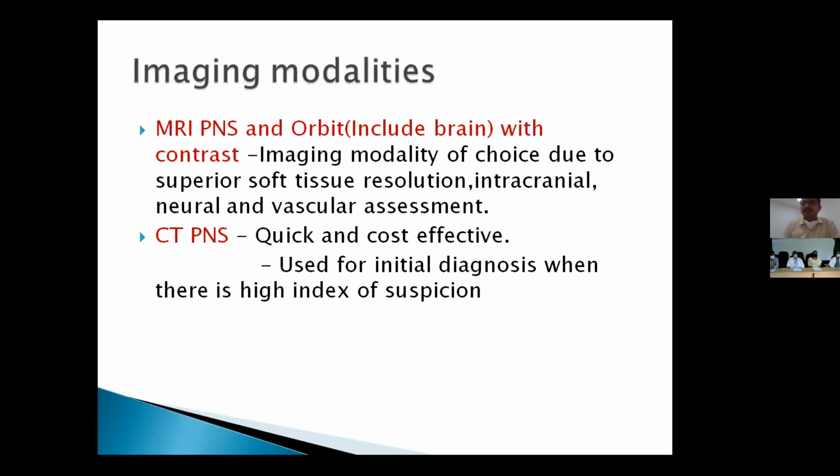So what are the imaging modalities we have? MRI with contrast is the imaging modality of choice. This is because of its superior soft tissue resolution. And also we can assess the intracranial, neural, and vascular extension via MRI. So MRI of the PNS and orbit, along with MRI of the brain with contrast, needs to be done.